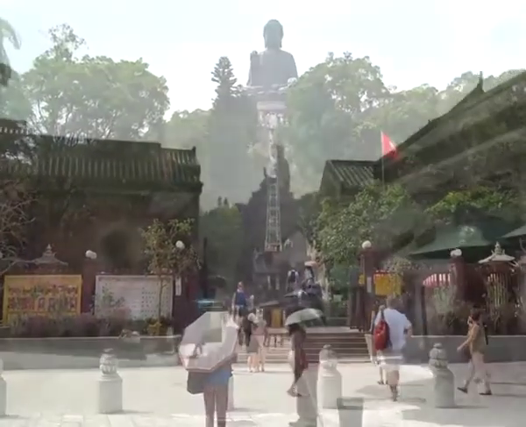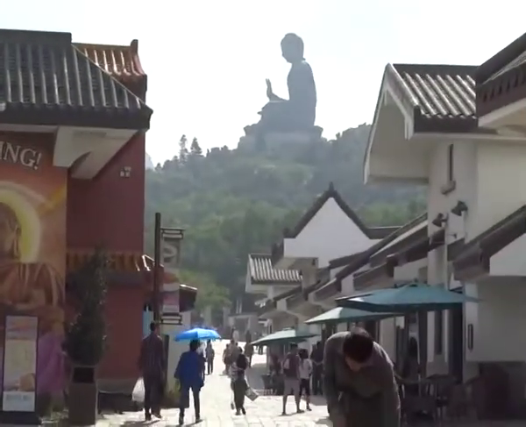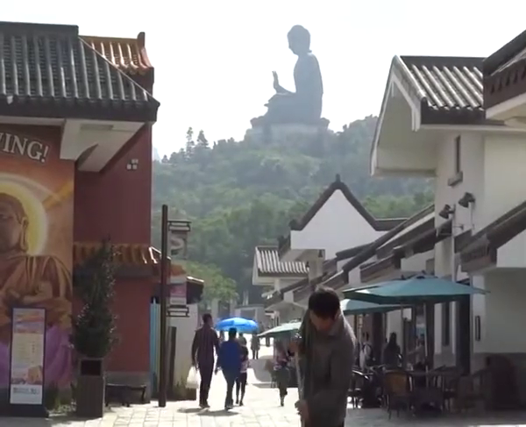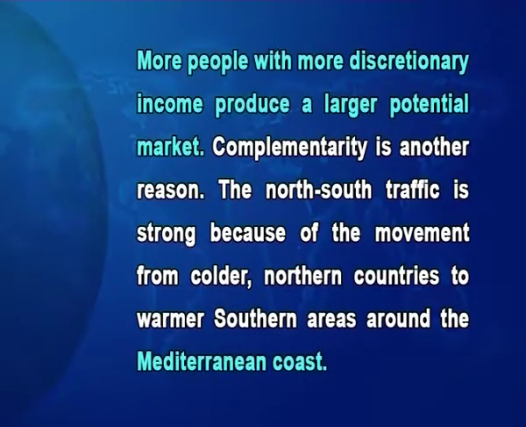Population growth in the countries of origin is one reason for the growth. More people with more discretionary income produce a larger potential market. Complementarity is another reason. The north-south traffic is strong because of the movement from colder northern countries to warmer southern areas around the Mediterranean coast.